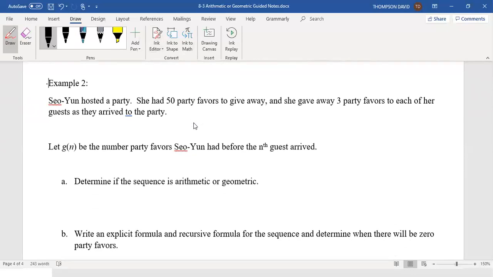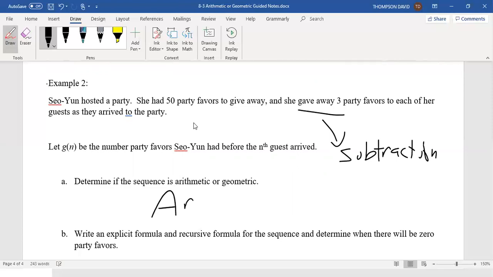Last example. Seo Yun hosted a party. She had 50 party favors to give away, and she gave away 3 party favors to each of her friends as they arrived. Let G of n be the party favors Seo Yun had before the nth guest arrived. Determine whether it's an arithmetic or geometric sequence. Since we're giving away party favors, giveaway indicates subtraction. So this, in fact, would be an arithmetic sequence.